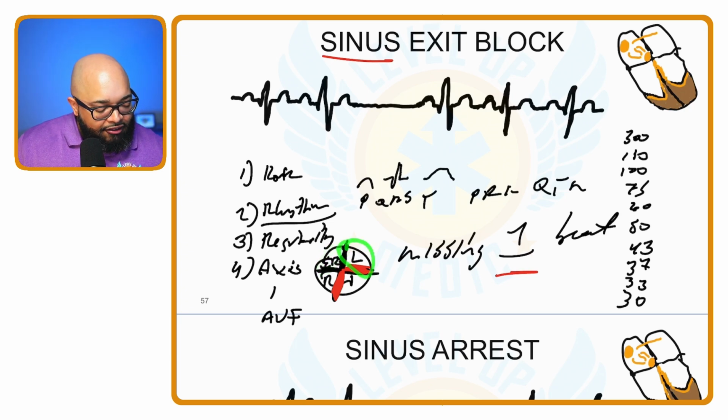We said that in left axis deviation, we always start with lead 1 because it's number 1. Remember, the range for left axis deviation goes from negative 30 degrees to negative 90 degrees. When I looked at that, I thought, wait, that doesn't look right. Let me say this again. Left axis deviation is where lead 1 is positive and AVF is negative, okay? Right axis deviation is where lead 1 is negative and AVF is positive, okay?